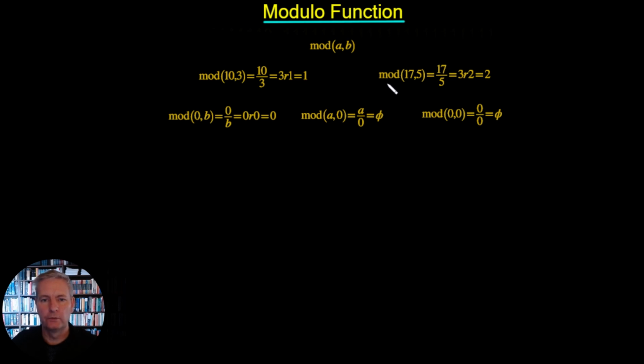Here's another example. Mod(17, 5), that's 17 divided by 5 is 3 remainder 2, so the answer is 2.